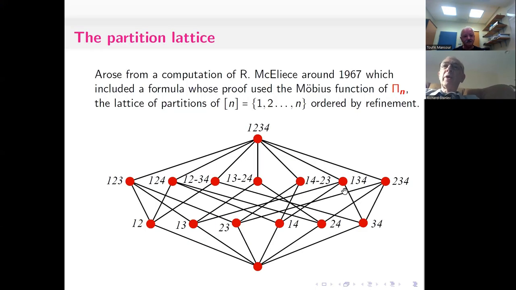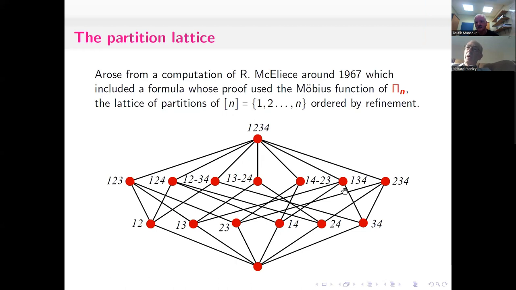So I'll begin with the partition lattice, because this is the first poset that I was exposed to. I was reading a paper of Robert McLeese. This was, I think, when I was a second year graduate student around 1967. And he proved some formula using the Möbius function of the partition lattice, the lattice of partitions of the set 1 up to n ordered by refinement. Here's an example, for n equals 4, where I've omitted the one element or singleton blocks from the notation.